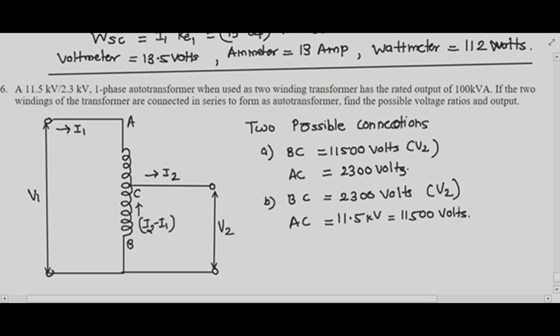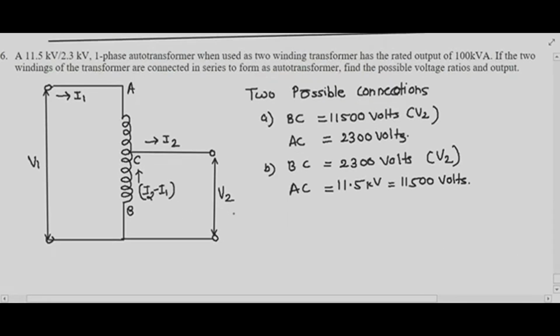The auto transformer, when it is used as a two winding transformer, has a rated output of 100 kVA. If the two windings of the transformer are now connected in series to form the auto transformer, we have to find out the possible voltage ratio and the output of the transformer. So let us start with the first possibility, where my BC equals to 11,500 volts.